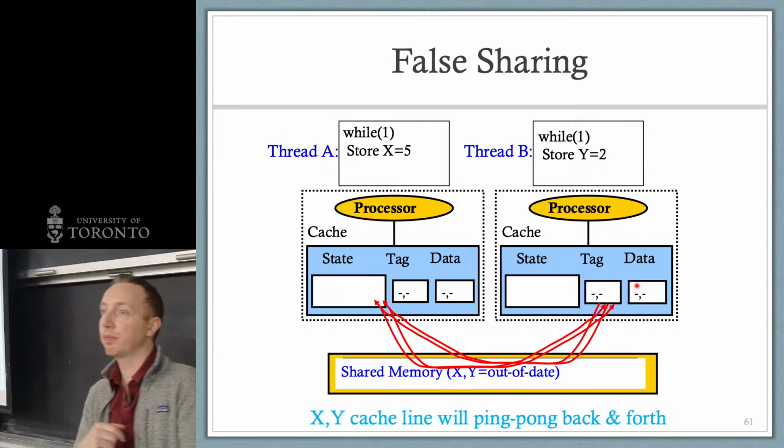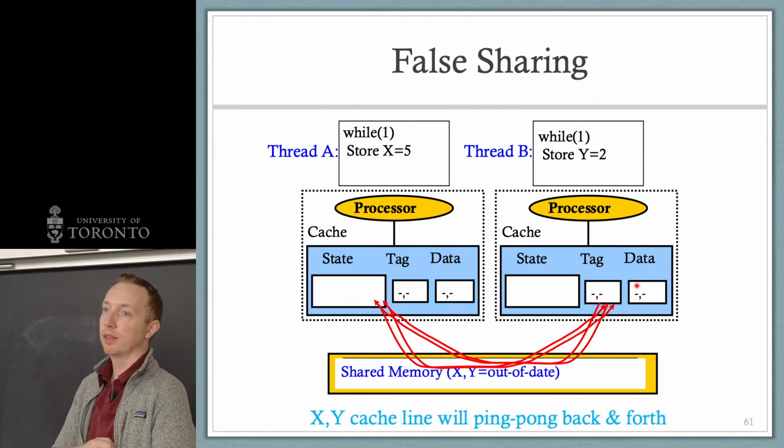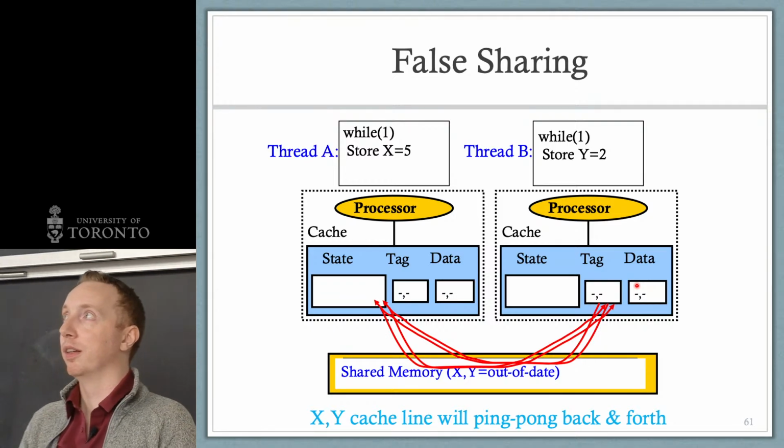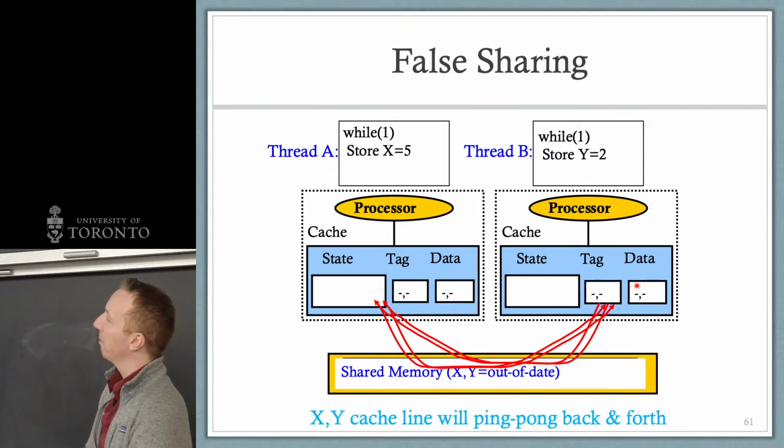Are there built-in utilities to tell the compiler, hey, don't put this on the same cache line as this variable?